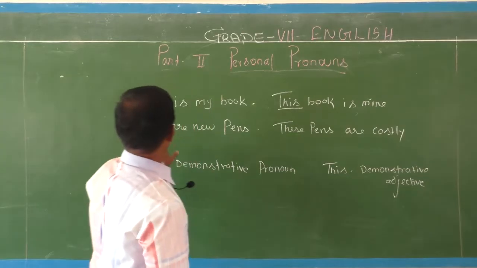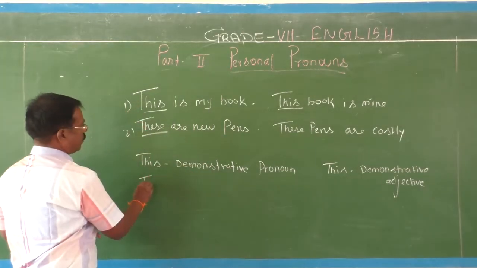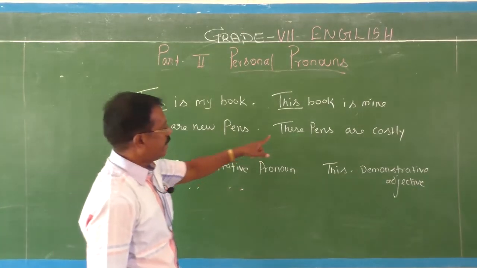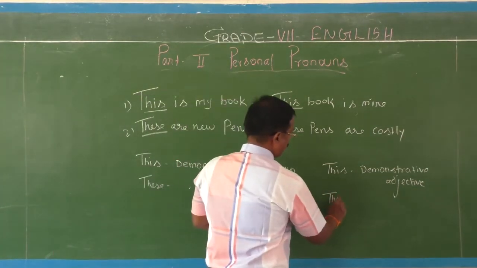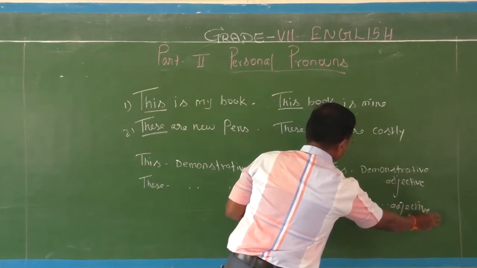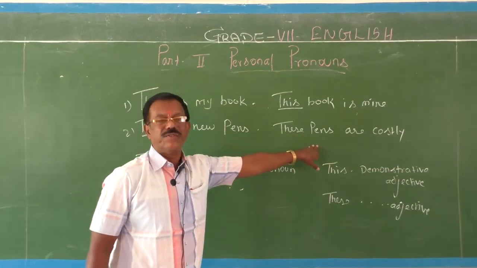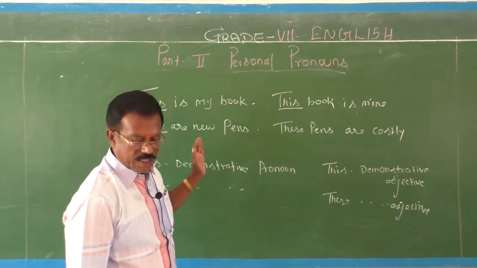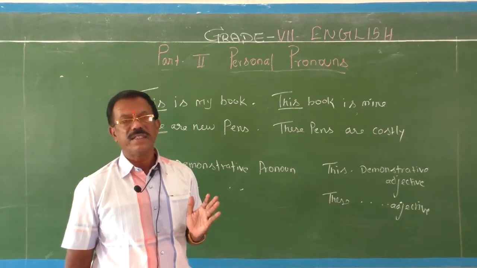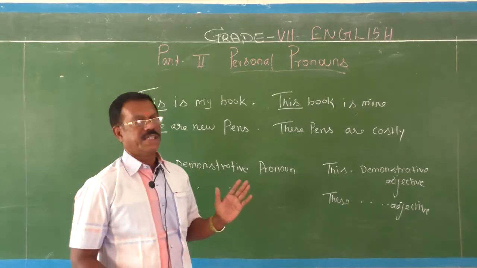Okay, children, see these are new pens. These, in the second example, this is demonstrative pronoun. But here these demonstrative adjective, because it does the function of an adjective. It just points out the pens, which pens. Okay. So you should know the difference between demonstrative adjectives and demonstrative pronoun. That's very important, child. So never confuse this pronoun with an adjective.